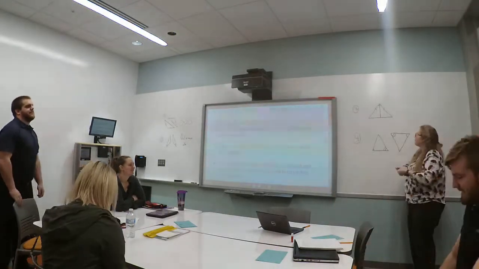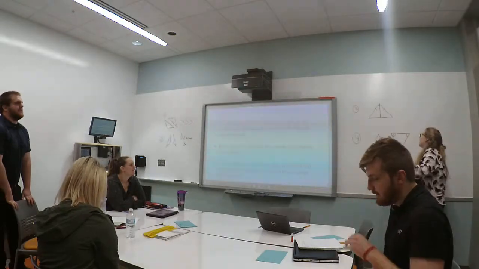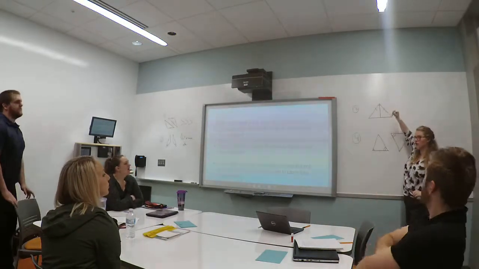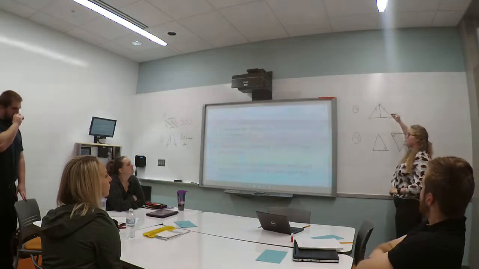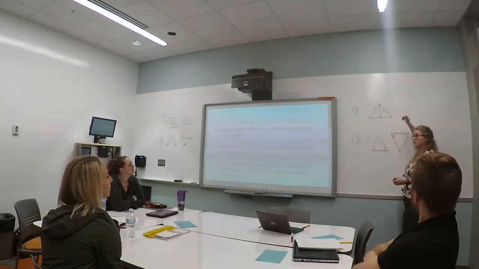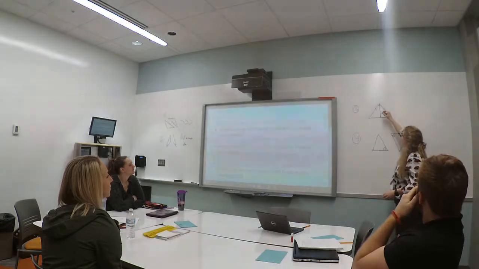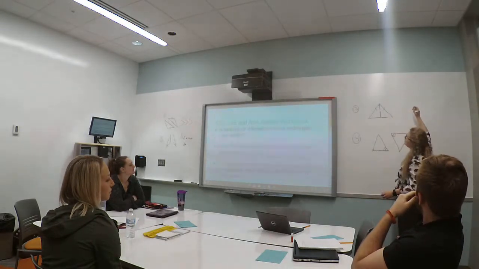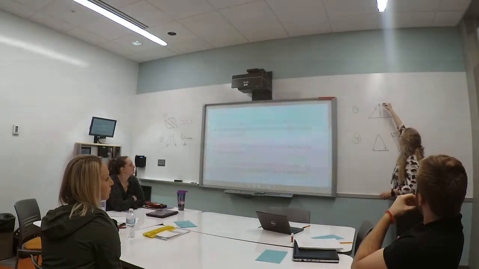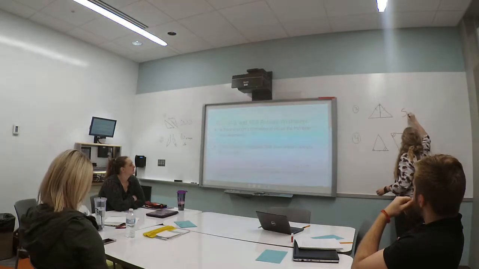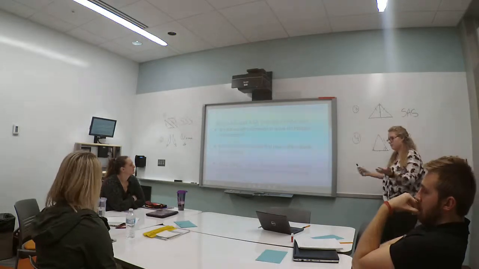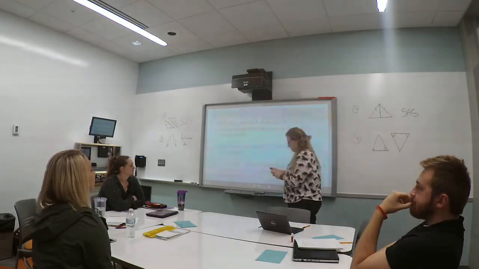So, I noticed that this side is shared between the two triangles, so it has to be equal because it's the same. So, I'm just going to do that. So then, side angle side, side angle side. Everybody agree? Okay, any volunteers for the last one?